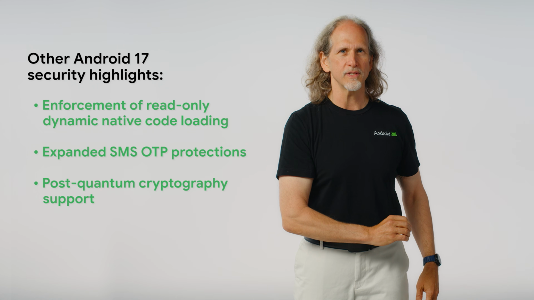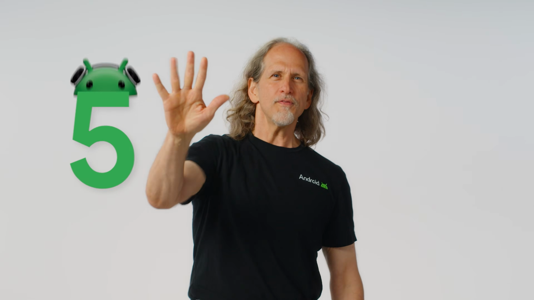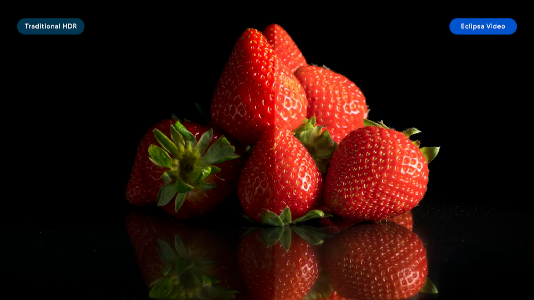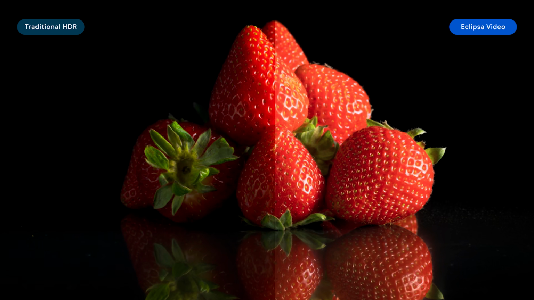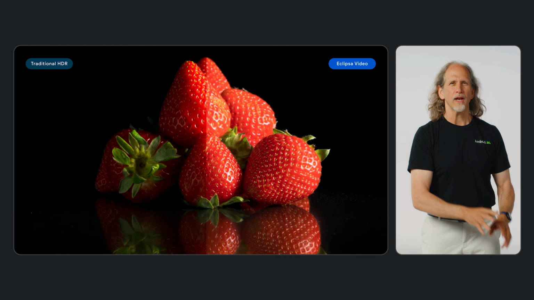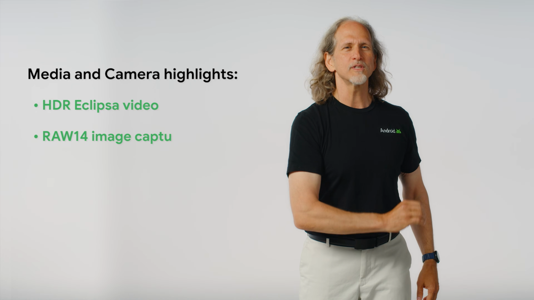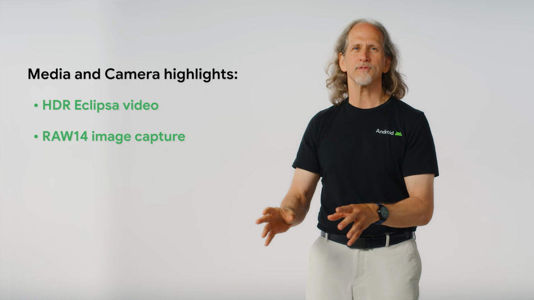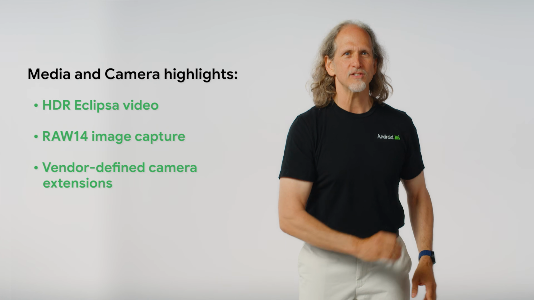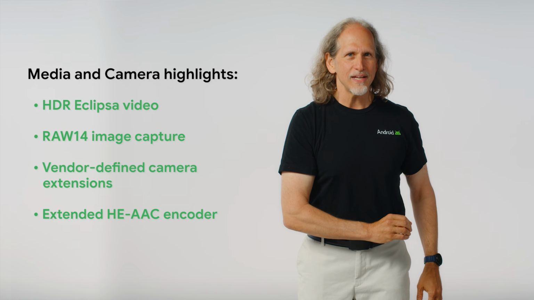support for post-quantum cryptography. Our 5th and final Android 17 update is about supporting creators and consumers with pro-quality cameras and media. Android 17 includes support for Eclipse Video, a new HDR standard that helps devices adapt content perfectly to their display headroom, the RAW 14 image format for pro camera captures, vendor-defined camera extensions, an extended HE-AAC software encoder, and more. We've only scratched the surface of what's landed in this release.